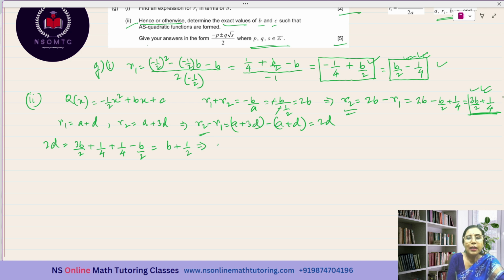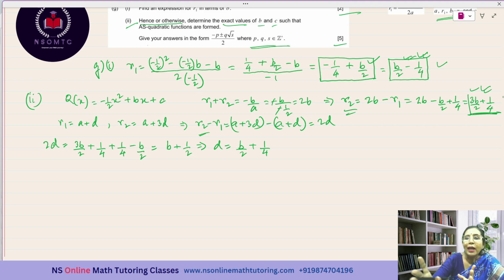Therefore, D is equal to B over 2 plus 1 over 4. Okay. So this is the expression for D in terms of B. And whatever I'm getting, I'm trying to get the expression in terms of B so that I have to deal with a single variable. Okay.